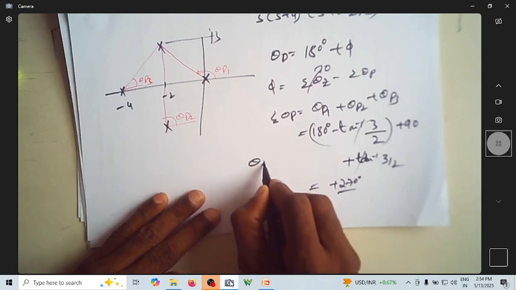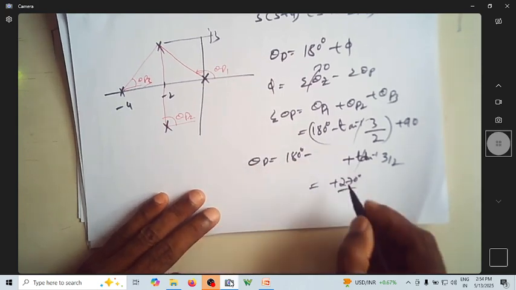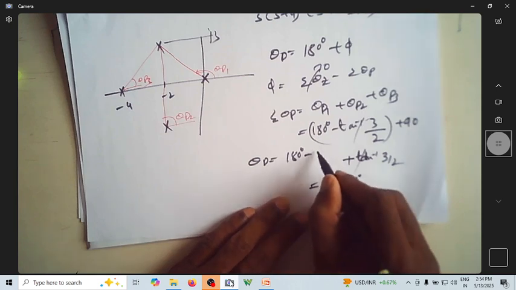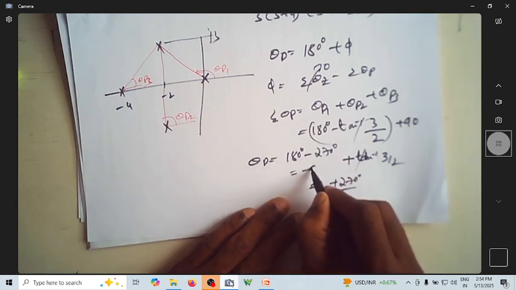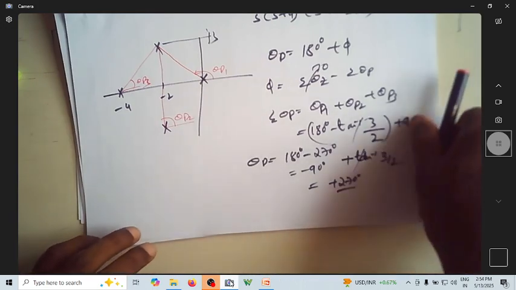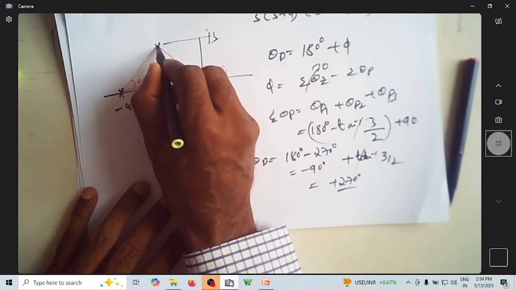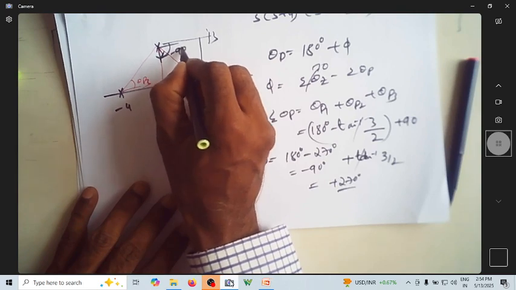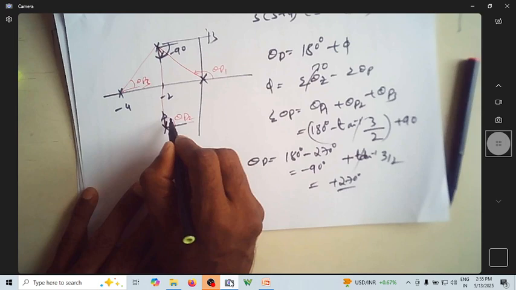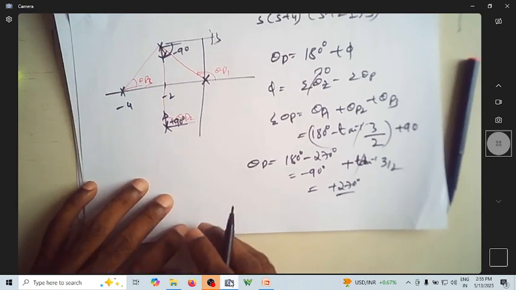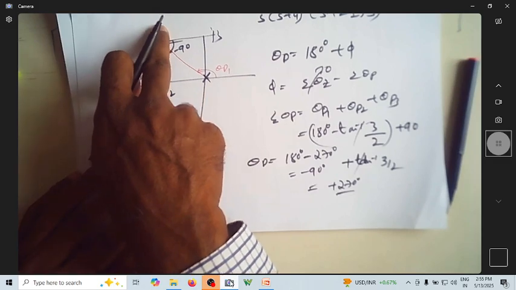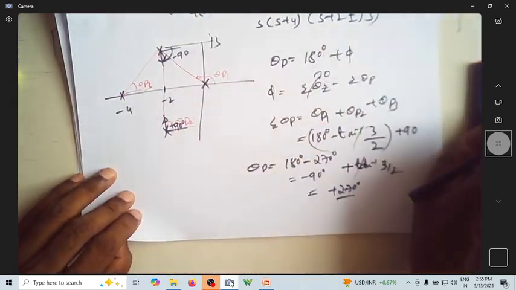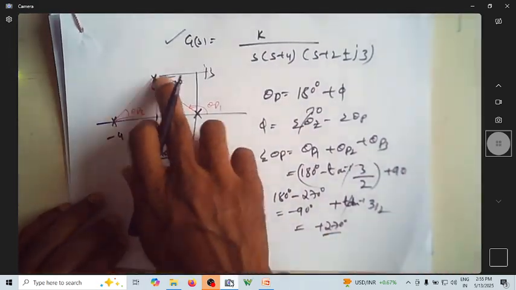So what is theta d now? Theta d is 180 degrees minus 180 degrees minus, so this will become minus of 270 degrees. So this is minus 90 degrees. So the angle of departure is minus 90 degrees, meaning that this pole will depart with this angle, which is minus 90 degrees, and this will depart at an angle of plus 90 degrees. So this is plus 90 degrees. Okay. So this is departing like this. This is coming down, whereas this is going up. This is how you find the angle of departure of this particular complex pole.